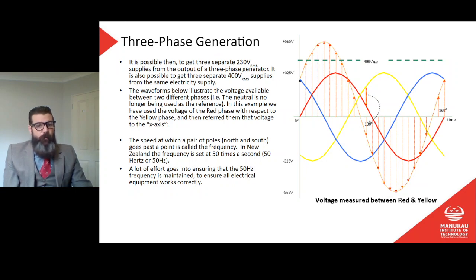The speed at which the pair of poles, so the north and south, goes past a point is called the frequency. In New Zealand, the frequency is set at 50 times a second. A lot of effort goes into ensuring that 50 Hz frequency is maintained to ensure all electrical equipment works correctly.